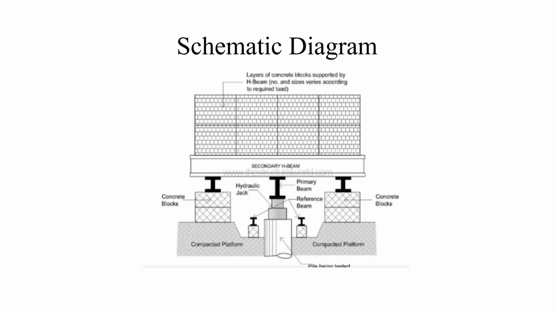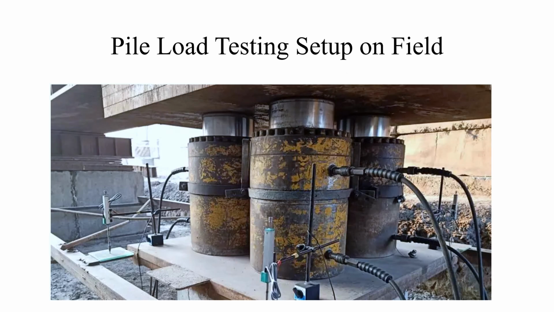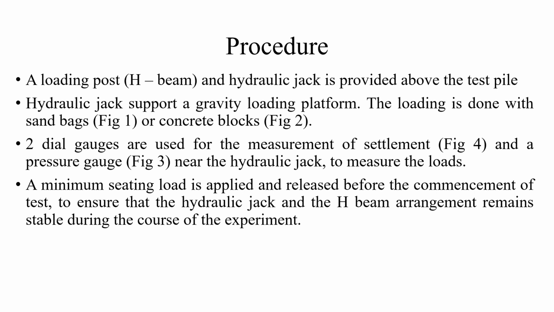This is a schematic diagram. Now this is the actual picture of a pile load setup on the field. You can see the settlement dial gauges that have been placed here. Transducers are also placed here to measure the force. Now we'll move on to the procedure. The loading post or H beam and hydraulic jack is provided above the test pile, as you have seen from the figure.